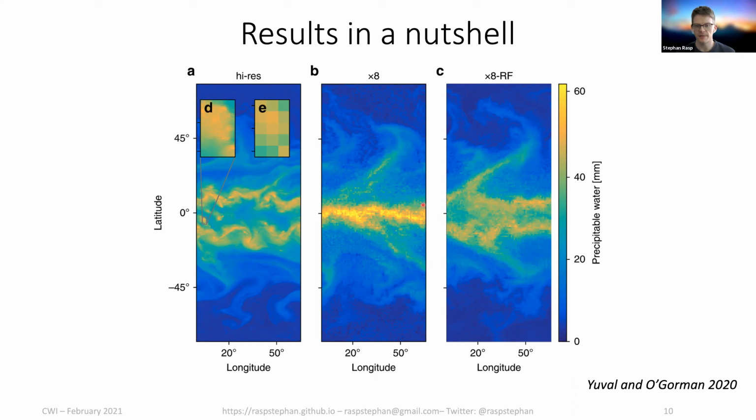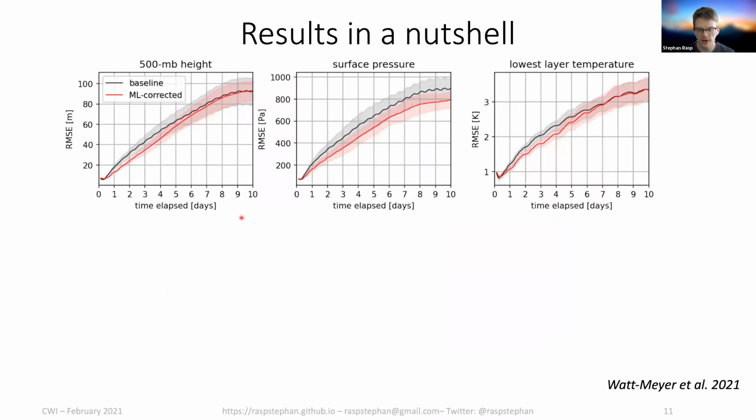But they then trained a random forest. We trained a neural network. They trained a random forest to correct or to represent these processes that are not resolved in the coarser resolution simulation. And you can see that, again, you sort of recover the structure of these tropical water vapor bands from the high resolution simulation. So again, this is an interesting and encouraging result. This paper, again, has a slightly different setup. Actually, they learn a correction term rather than completely replacing the model physics, but the basic setup is the same.